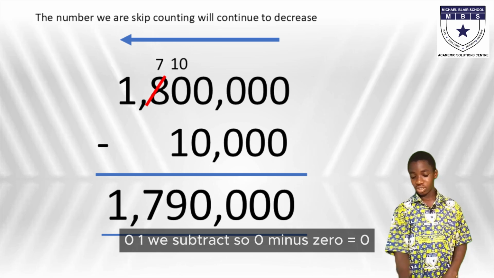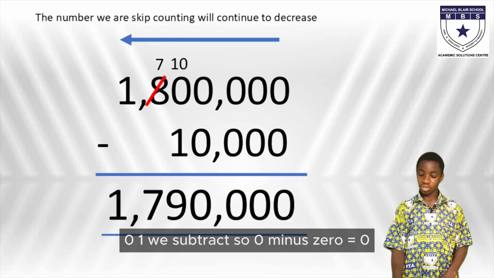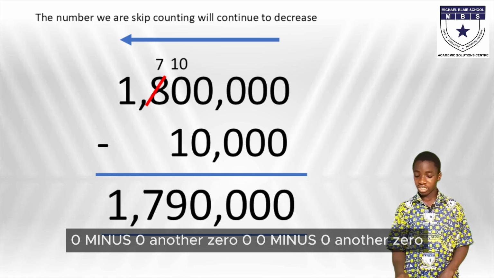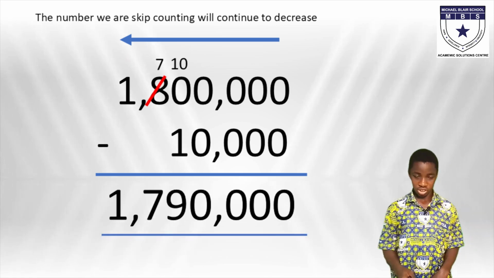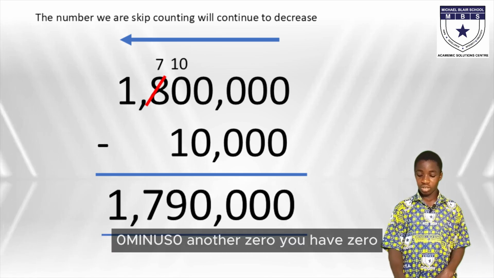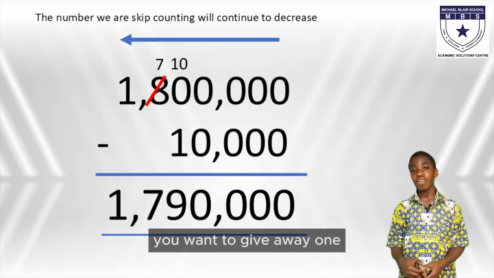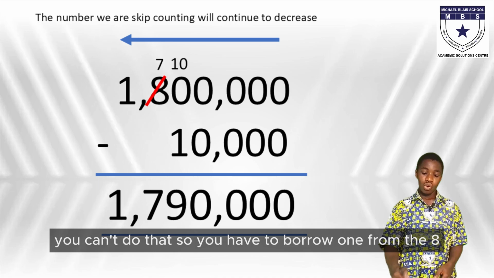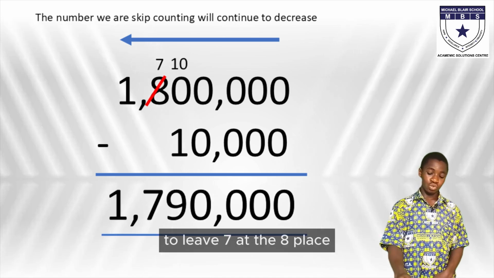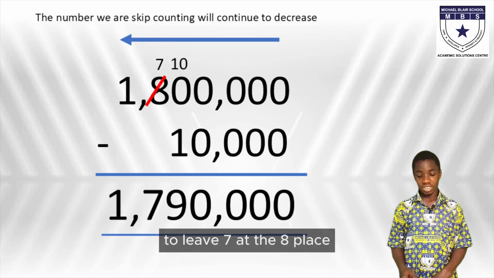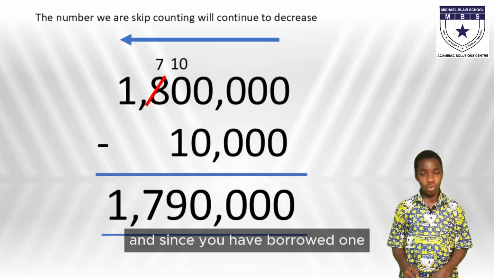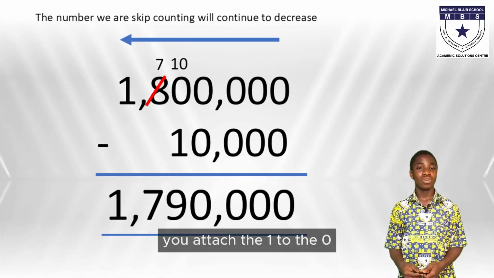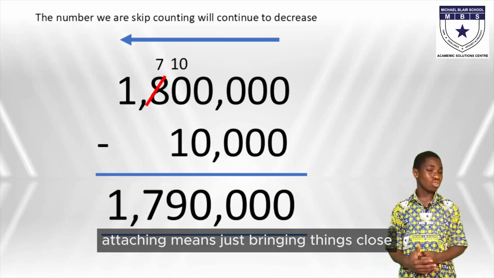We subtract. So 0 minus 0 gives us 0. 0 minus 0, another 0. 0 minus 0, another 0. The comma should be brought. 0 minus 0, another 0. You have 0, you want to give away 1. Is that possible? No, you can't do that. So you have to borrow 1 from the 8 to leave 7 at the 8th place. And since you have borrowed 1, you don't add the 1 to the 0, you attach the 1 to the 0.